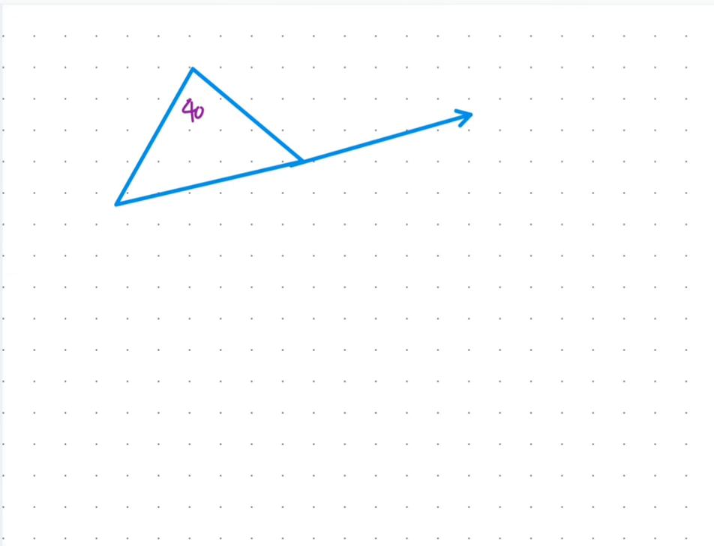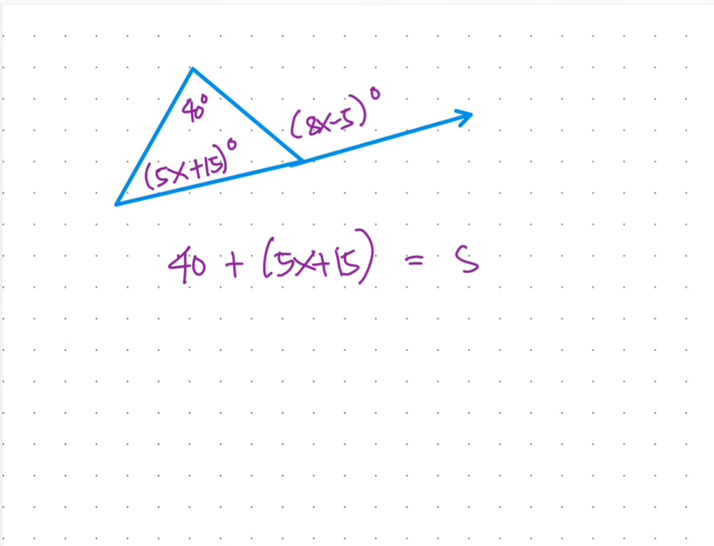Is this 40 degrees? And this one is 8x minus 5, and this is 5x plus 15 degrees. Okay, the same. If we use the rules, the sum of the interior angles of a triangle, 40 plus 5x plus 15 equals 8x minus 5. And you solve for x.